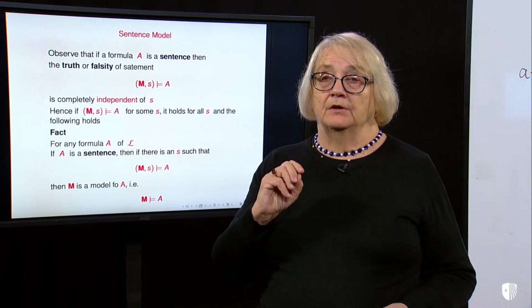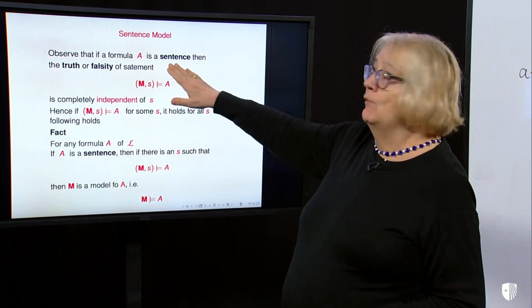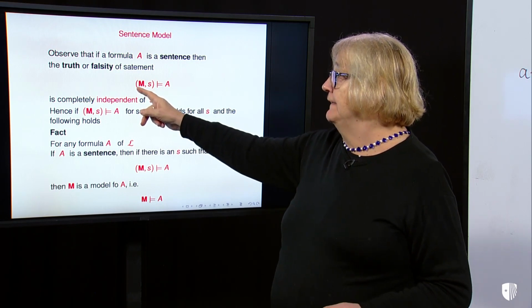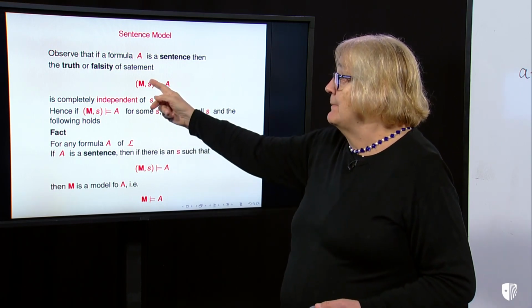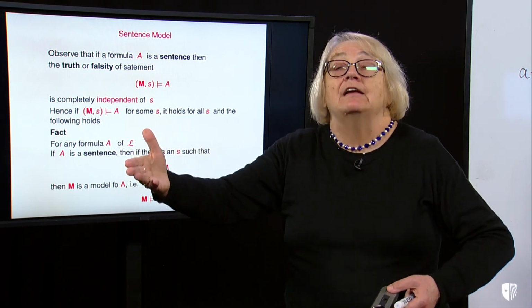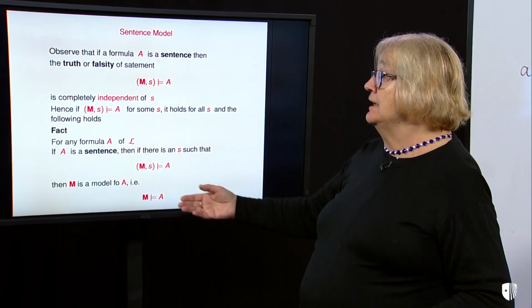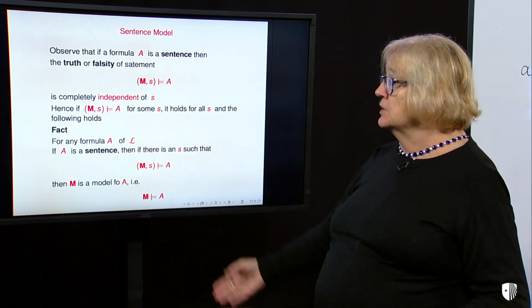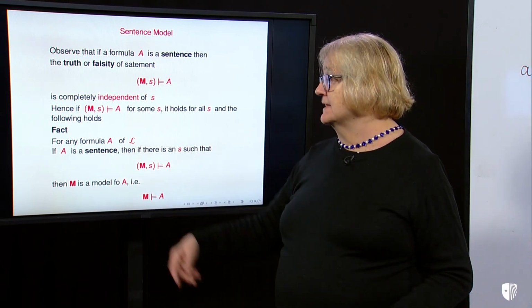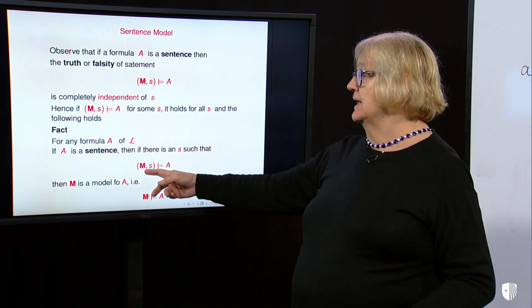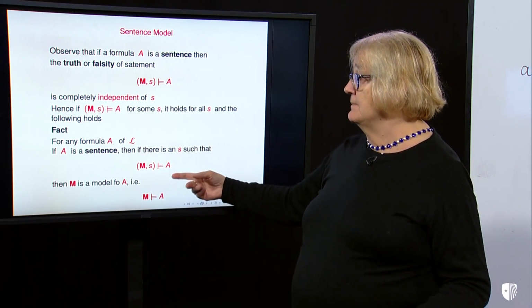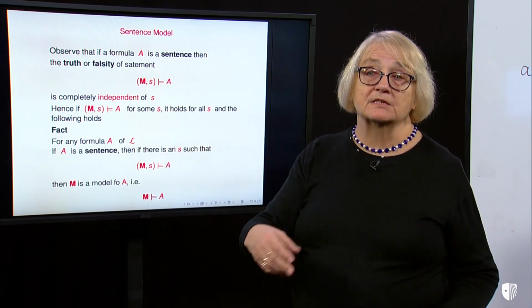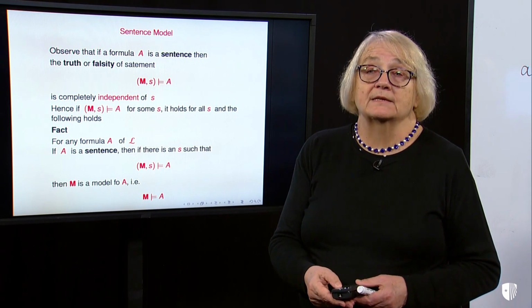Okay, observation: when a formula is a sentence, then the truth or falsity of M satisfies A is independent of S, because there are no free variables in A. So if M satisfies a formula for some S, then it holds for all S. So we have a fact that if A is a sentence and there is S such that M with S satisfies A, then M is a model of A. Because model means for all S. So if you have one S for the sentence, it's true for all S, so it is a model.